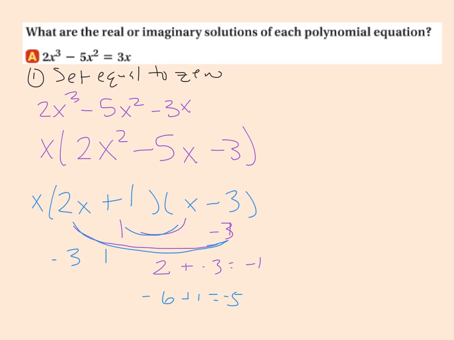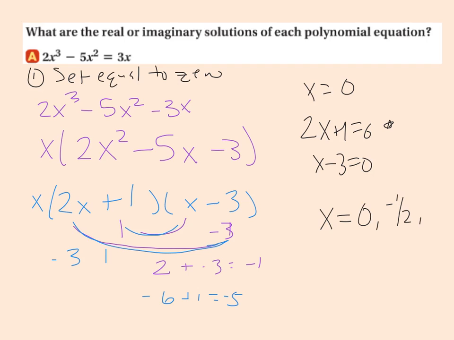Now we set each of these equal to 0. So x is equal to 0, 2x plus 1 is equal to 0, and x minus 3 is equal to 0. So my zeros here are at x is equal to 0. This would become a negative 1/2, and this would become a positive 3. So a little review of what we have done in 5.2.